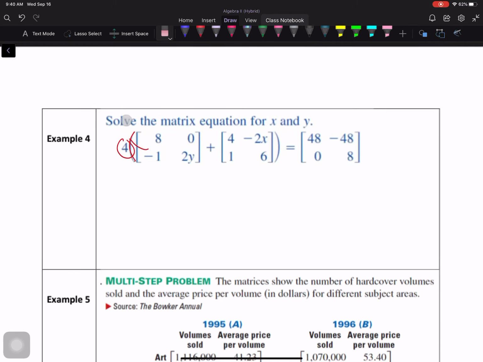So let's go ahead and erase that so it doesn't look so gross. And let's go ahead and multiply. So jump down here. 4 times 8, 32, 0, negative 4. 4 times 2y is 8y. Plus, now we also have to multiply everything here by 4. 16, negative 8x, 4 and 24 equals 48, negative 48, 0, and 8. Fix those quick.